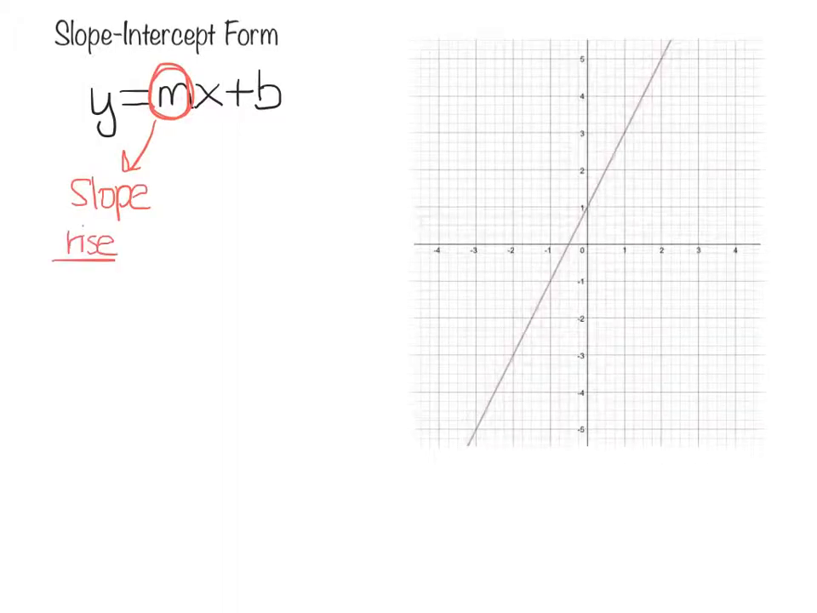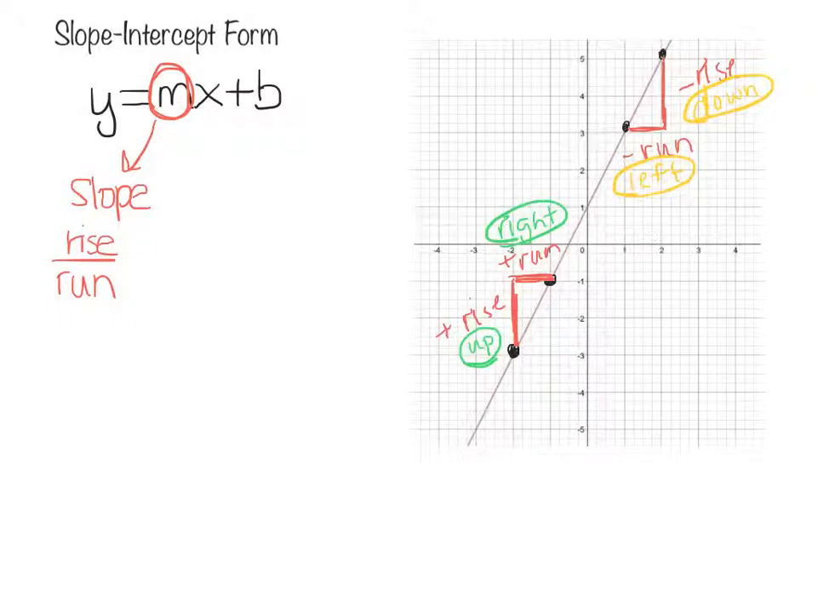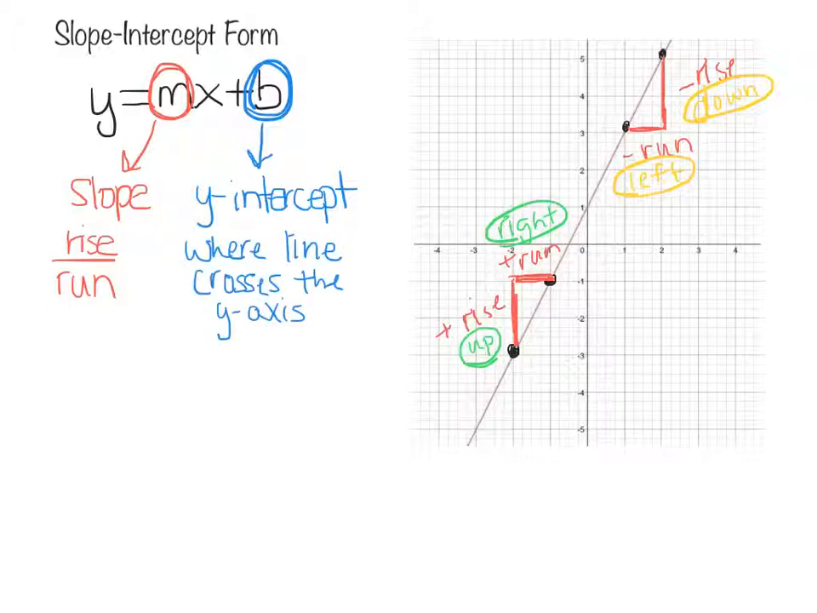Here's a lesson on slope-intercept form. So linear equations can be written in the form y equals mx plus b, where m is the slope, which is going to be our rise over run when we look at a graph, and b is the y-intercept, which is the point where the line crosses the y-axis on our graph.